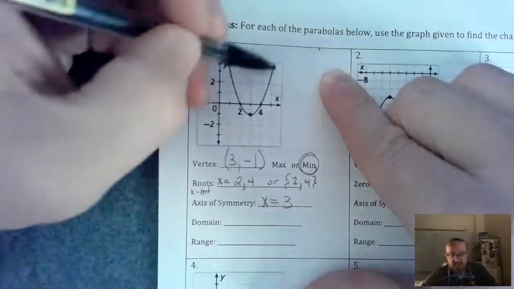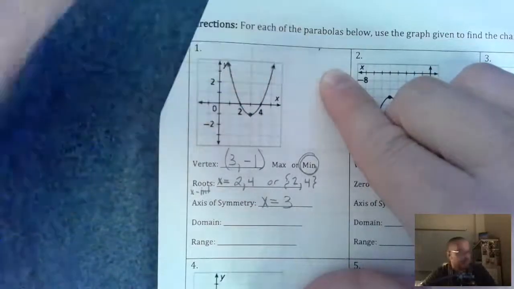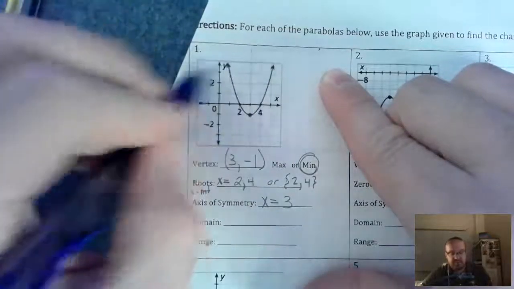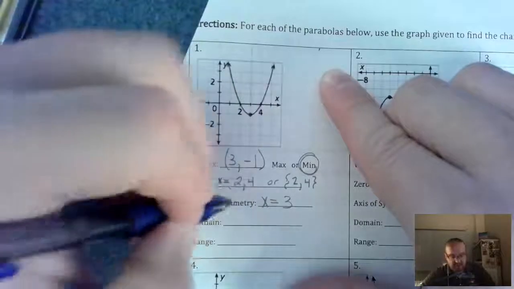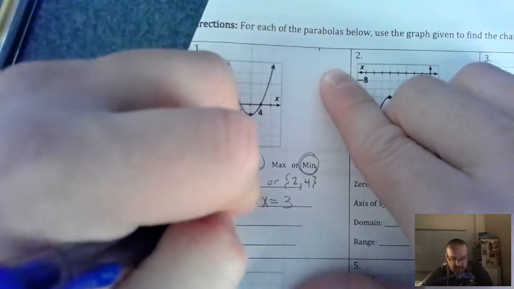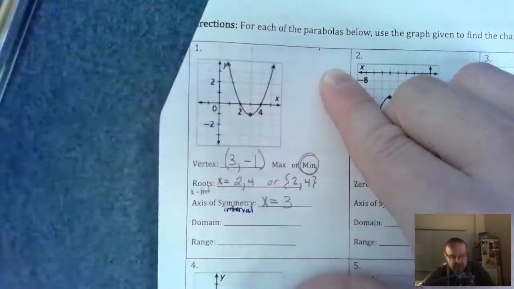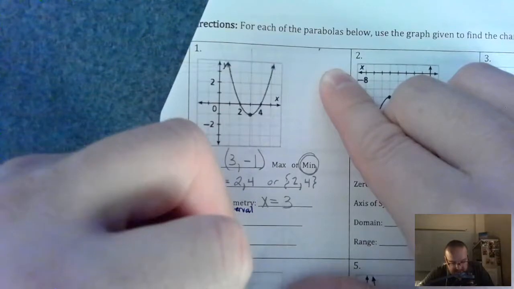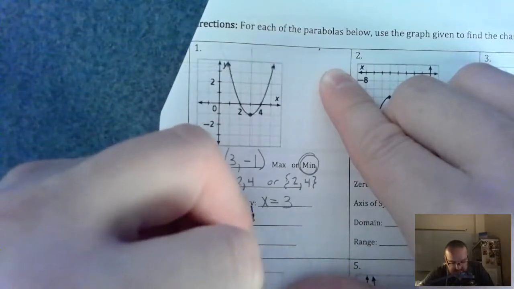Same idea on the right. It looks like it's going to go forever there, forever on the left, forever on the right. So there's a couple ways that we can organize this here. We can do it in interval notation, right? We know that that was just negative infinity to positive infinity.